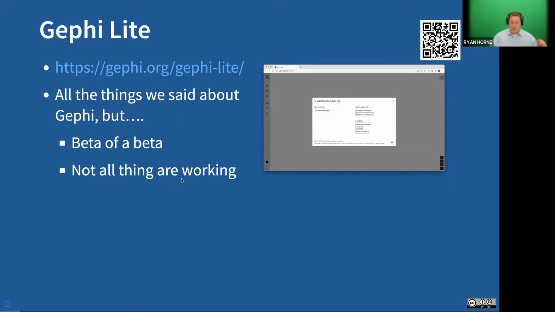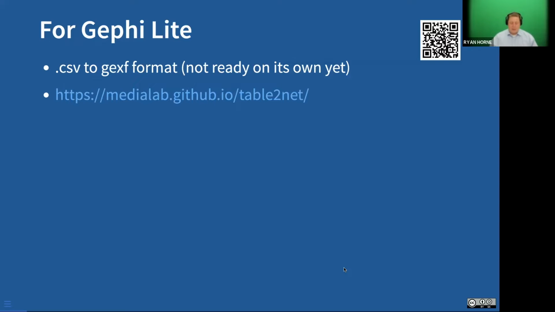It is an interesting option, and it's one that I think you should keep your eyes on if you're interested in social network analysis and don't want to get into, say, Java and all that kind of mess. And again, you can find the link here, or the QR code will take you to it. A final thing that you want if you're using Gephi Lite is this CSV to GEXF format converter, because again, Gephi Lite's not ready to read CSV files. And you can find this website will take you to that. So just a heads up if you're going to be following along with the CSV files here.